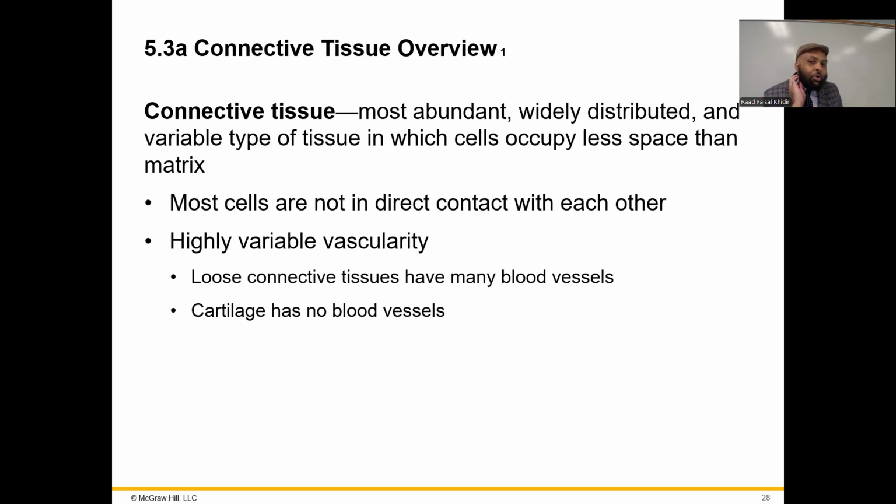The tissue that is the most abundant and widely distributed and variable type of tissue would be the connective tissue. And most cells are in direct contact with each other. And it shows highly variable vascularity. And there are loose connective tissues, and these loose connective tissues have many blood vessels, and the cartilage has no blood vessels.